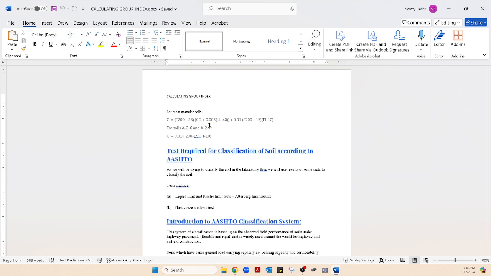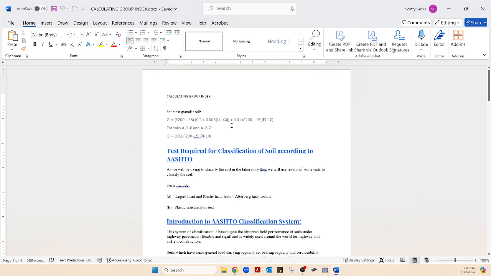But now when you get to this, what goes in here is your liquid limit. It could be 40, it could be 30, it could be 20. But whatever it is, you would insert your liquid limit right here and subtract 40 from it, and that would be the number that would go in here. Liquid limit minus 40. Whether it comes out a minus or not doesn't matter. It just goes in here.